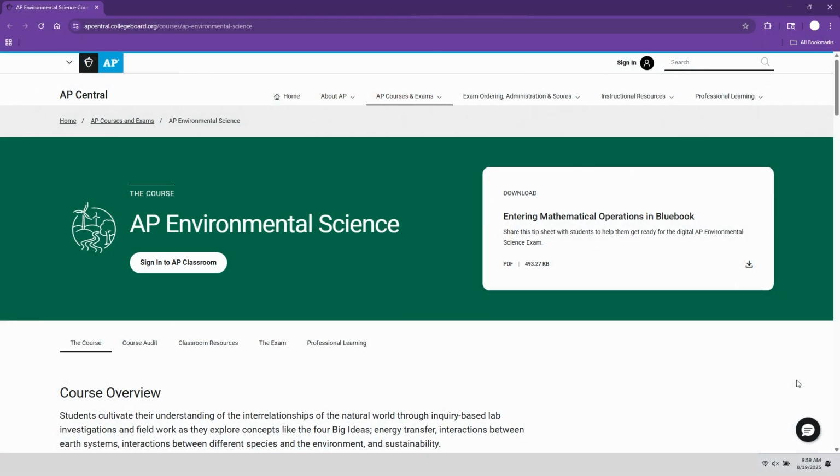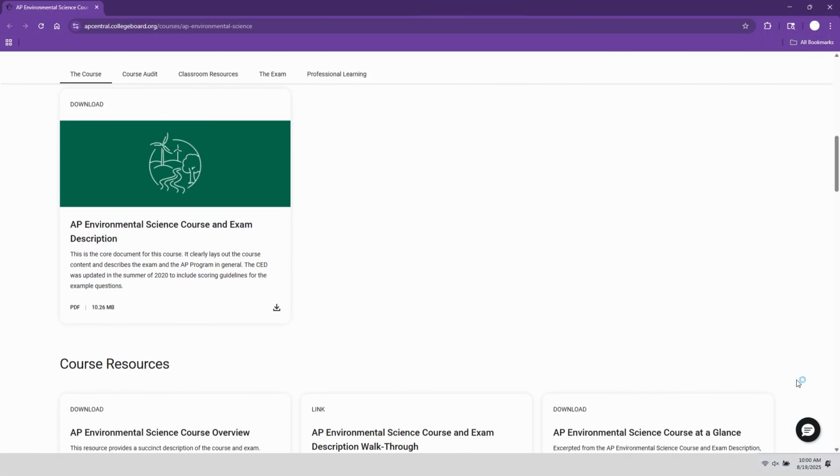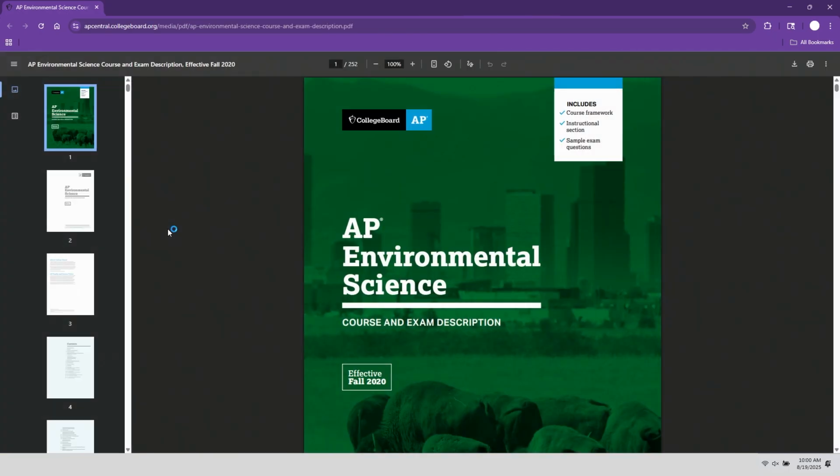Now that we have a clear understanding of the expectations for the APES exam and how well students do on average, it's time to start planning your year. If you're relatively new to teaching APES, I would suggest you follow the order of the units given to you in the APES course exam description, or CED. You can find this document on the College Board website, and it provides you with every topic that needs to be covered throughout the school year.